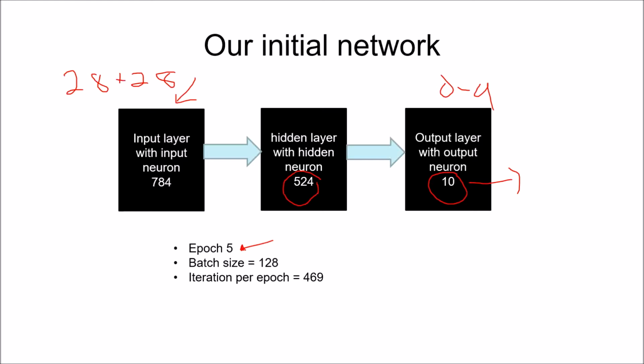For the training session, we use epoch 5. Epoch means that the same dataset will be fed to the system 5 times. Batch size is for one training step. For every iteration, you just take 128 samples and then update the weights. Since you have 60,000 samples for training, we will have about 469 iterations in order to complete the 60,000 dataset training one time.